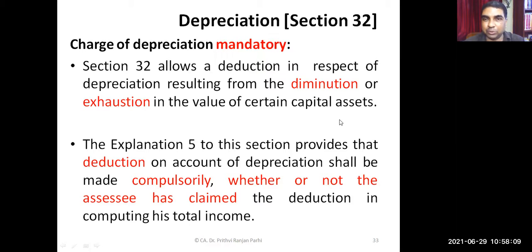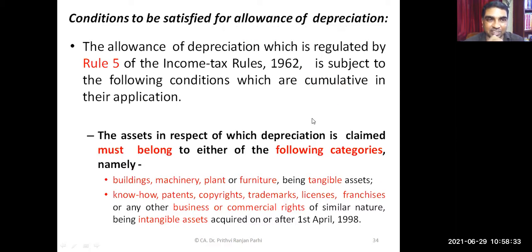And there is an explanation to that section. If you read Explanation 5, you'll understand that deduction on account of depreciation shall be compulsorily made available, whether or not the assessee has claimed it. If the assessee has not claimed depreciation, still the income tax officer is supposed to allow that. It's a mandatory deduction. And the conditions depending upon which depreciation is allowed are prescribed in Rule 5. We had already seen the content of Rule 5. If you read section 32 along with Rule 5, you'll understand that assets in respect of which depreciation is claimed must belong to the following categories.